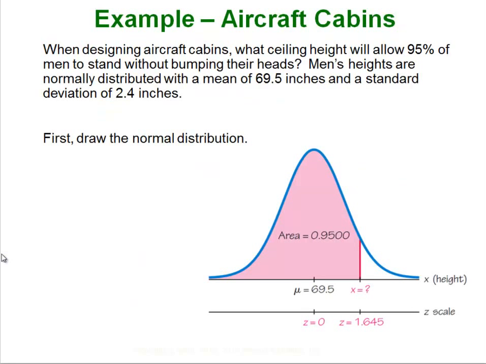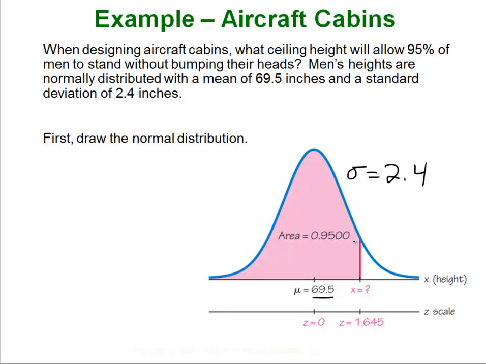Here's an example. When designing aircraft cabins, what ceiling height will allow 95% of men to stand without bumping their heads? Men's heights are normally distributed with a mean of 69.5 inches and a standard deviation of 2.4 inches. So the first thing we do is we draw that picture. So there's our normal distribution. Then we label everything we have. There's our mean, right? We probably should have labeled our standard deviation somewhere, just so we have it. We don't have to look back at the question.